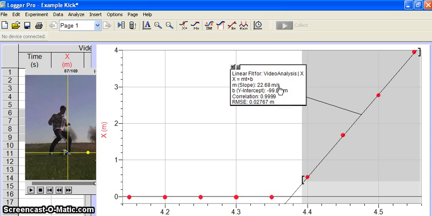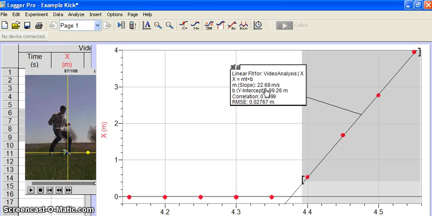So first thing I had to do was find the velocity of the ball after the kick, and you can see that the velocity of the ball after the kick here is 22.68 meters per second. So I'd write that down in my notebook. Then I go on to step 5. It says find the mass of the ball. I took the ball over to the scale. I found its mass to be 0.43 kilograms.